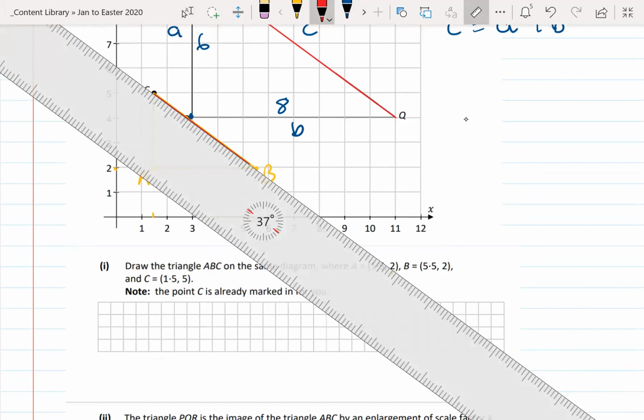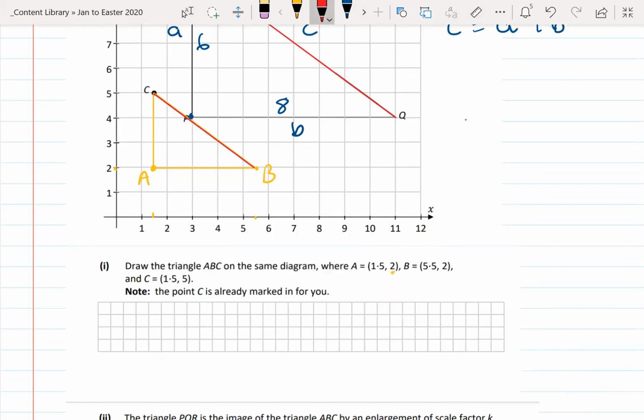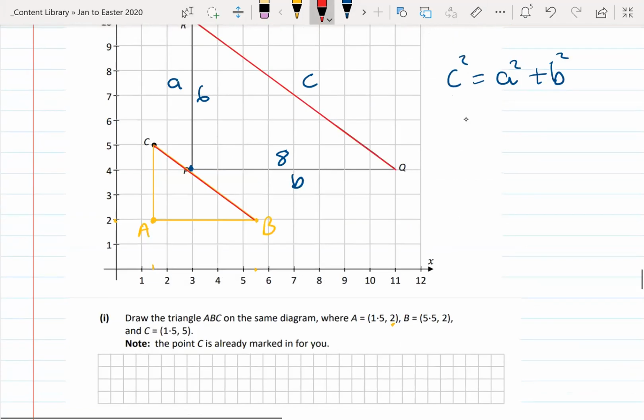Well, we already know that side A was 6, and we knew that this side here was 3, which is half. Side B here is 8, so this would be 4 down here. AB would be 4. 1, 2, 3, 4.